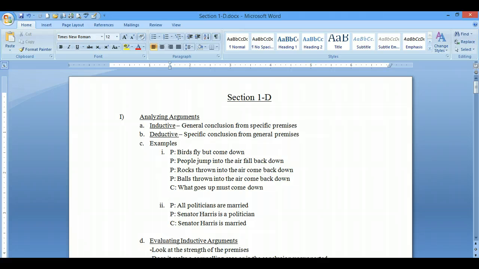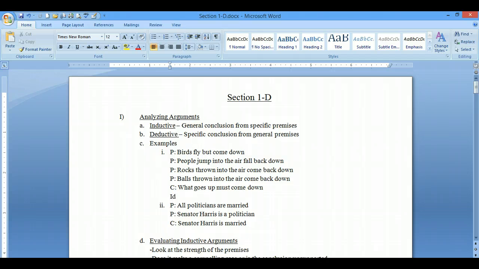Our first example is birds fly but come down, people jump into the air and fall back down, rocks thrown into the air come back down, balls thrown into the air come back down. The conclusion? What goes up must come down. So all of my premises are very specific examples. Birds are flying, people are flying, rocks and balls. These are very specific premises, and then my general conclusion is what goes up must come down.